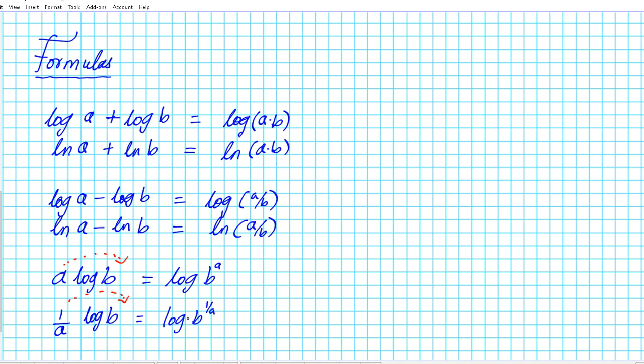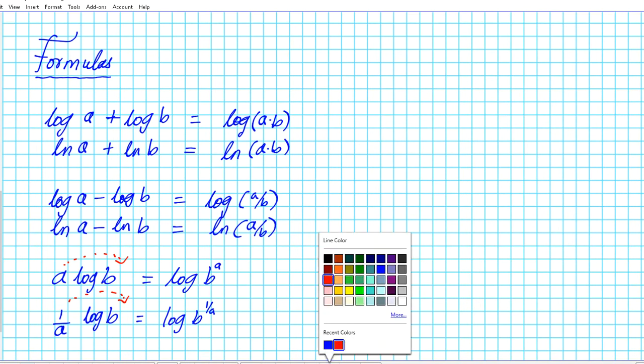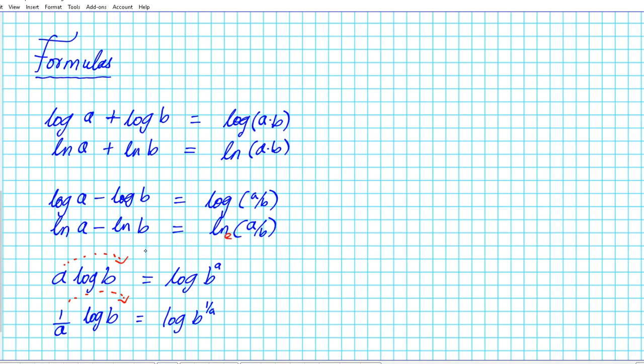Remember, these are common logs, so you have an invisible 10 here. If you have a log without a base specified, it implies that the base is 10. So you don't normally write down the base if the log is base 10 for common log or base e for natural log. So ln has an invisible base, which is base e, but you don't write that down either.